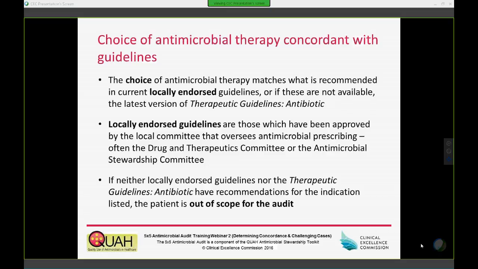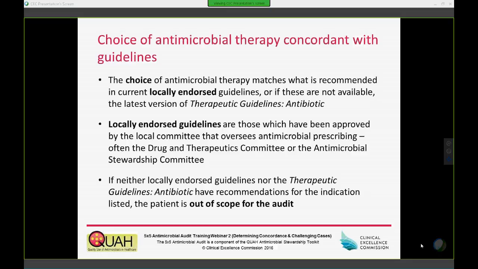So by locally endorsed guidelines, we don't mean a scrap of paper that's passed around the ward that says, prescribe these antibiotics because this is what we do around here. It's guidelines that have been approved by the local committee in your facility that oversees antimicrobial prescribing. So this might be the Drug and Therapeutics Committee, or the Antimicrobial Stewardship Committee, or in smaller facilities you might have a quality committee or a quality and safety committee that endorse these types of guidelines.